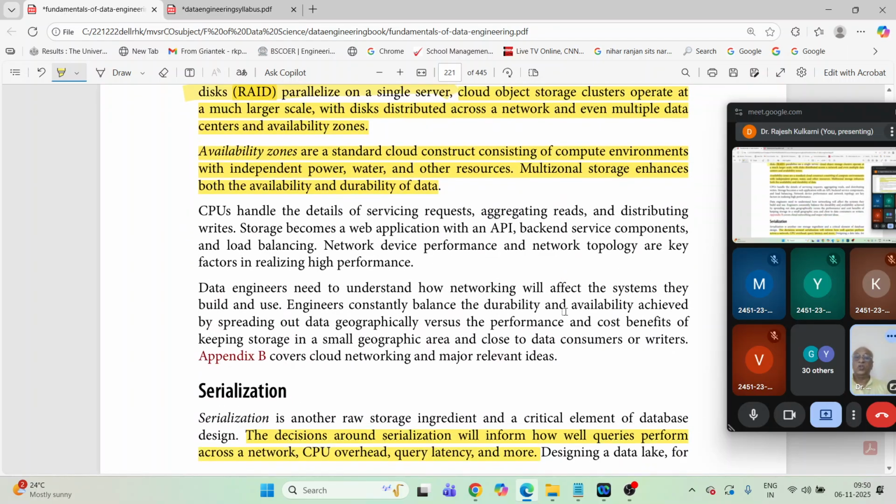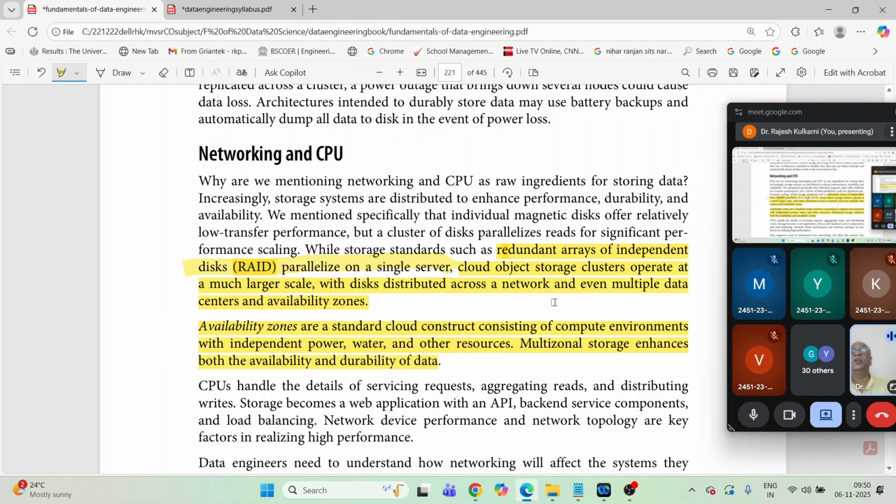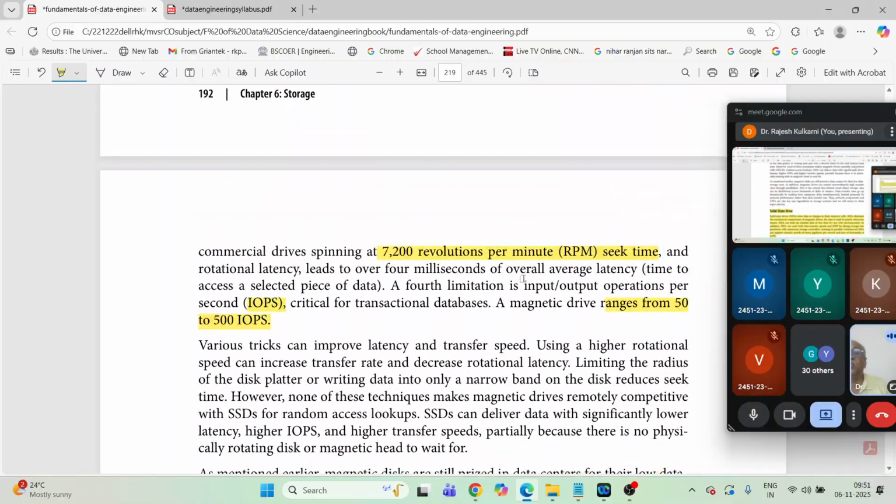So CPU also plays a huge role, right? Because it has to handle all the requests, aggregate the reads, distribute the writes, and so much of the load balancing it has to perform. So networking as well as CPU are discussed under raw ingredients, along with your RAM, along with SSD, along with HDD.